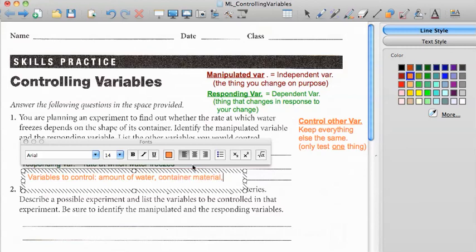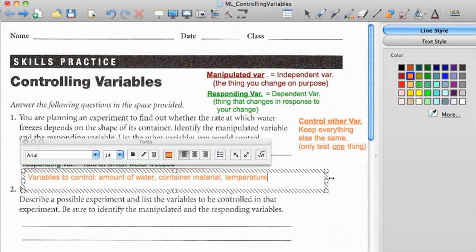Okay. And if we're going to put them in a freezer of some sort, we probably want to make sure that we control the temperature that they're each put in. So we're going to want to put both containers into the same cold freezer. It would not be a fair test if we put one in a cold freezer and one in a warmer freezer. So we're probably going to want to control the temperature.